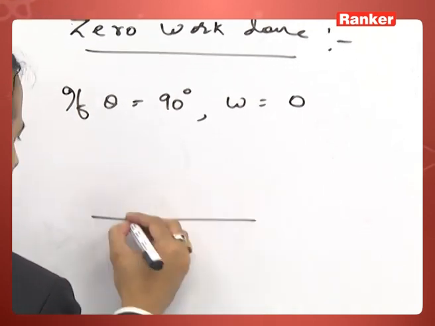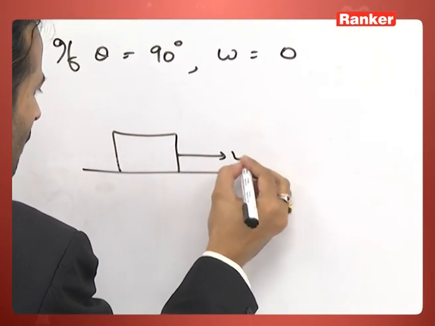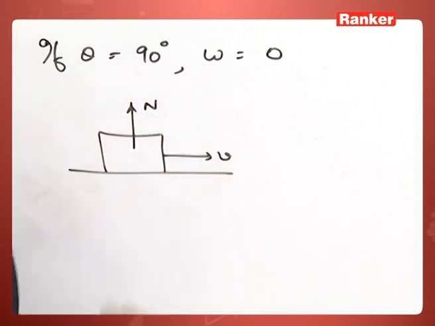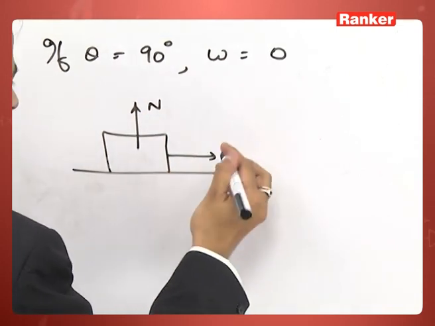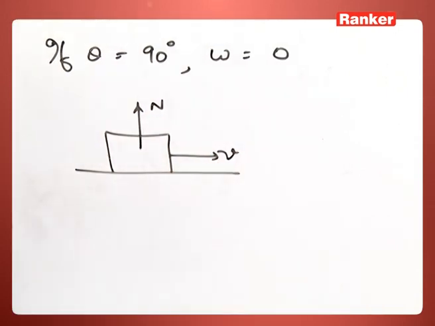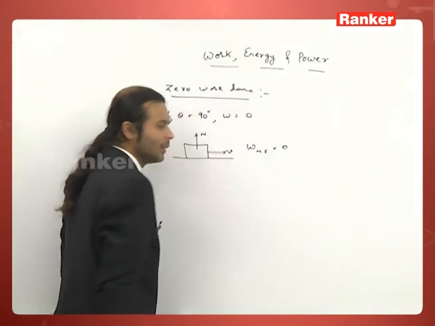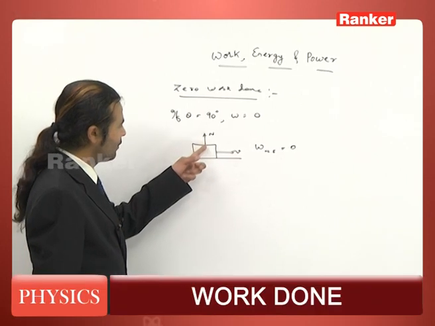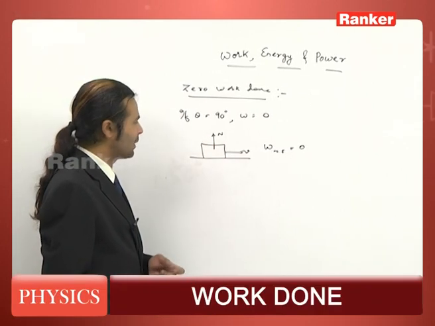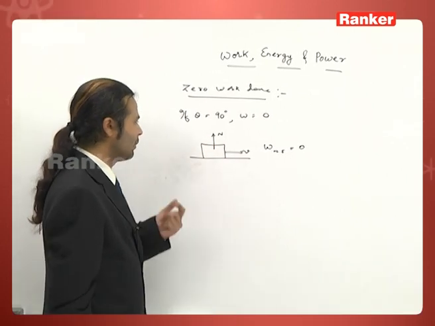Example. Body is moving in this direction with constant velocity. So work done by normal force is 0, because the angle between the normal force vector and the displacement vector is 90 degree. So work done is 0.